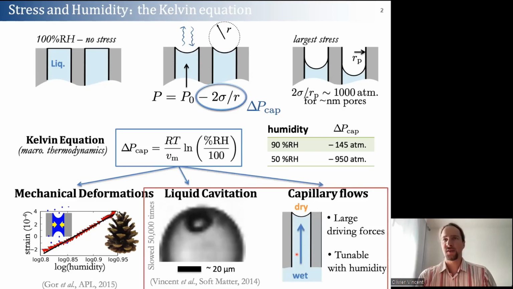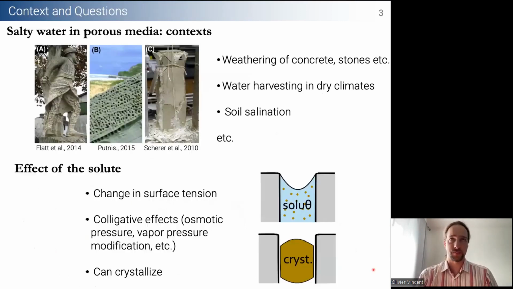And of course, as I said, it's important, these capillary forces interacting with humidity for driving flows in trees. And these capillary flows, because the capillary forces are so large, they can drive large flows that are tunable with the humidity. So we will see a bit more later in the talk about these two aspects, cavitation and capillary flows. And I'm going to also look today into what happens when we don't have a pure liquid in the system, but a solution, and typically a salt solution.